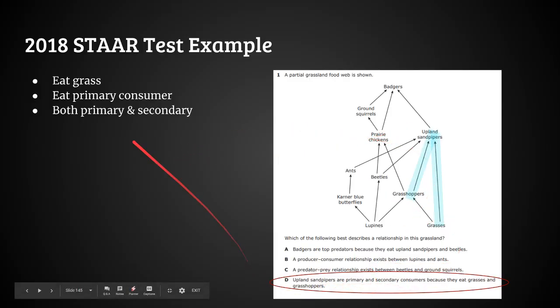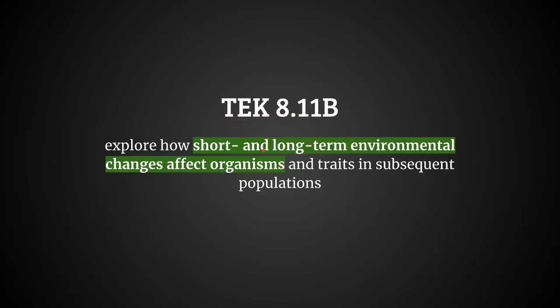So, sandpipers are the primary and secondary consumers here because they eat the grass directly, and then they also eat the grasshoppers, making them a primary too. Primary and secondary. I don't know what that was about, but whatever.